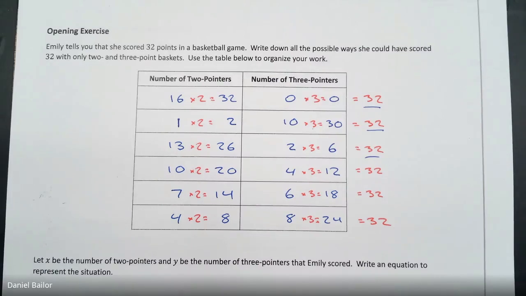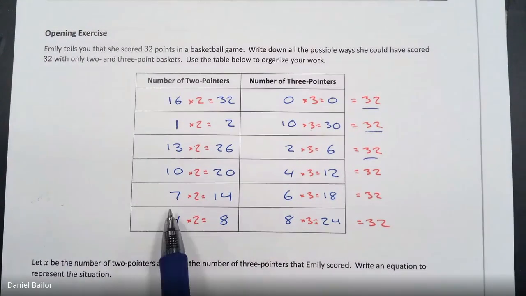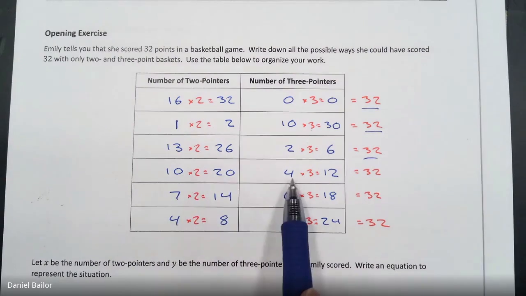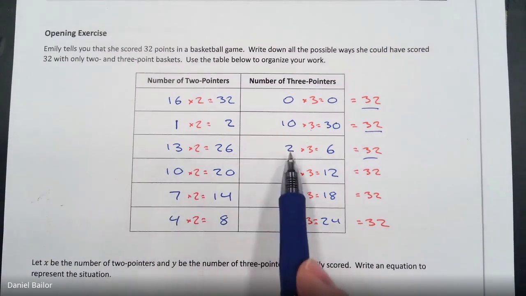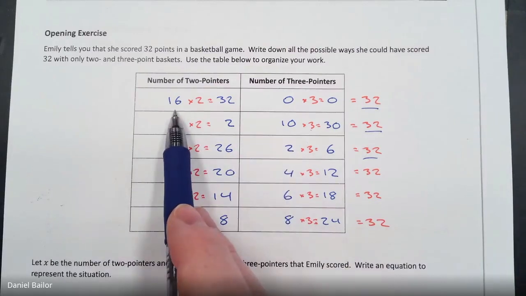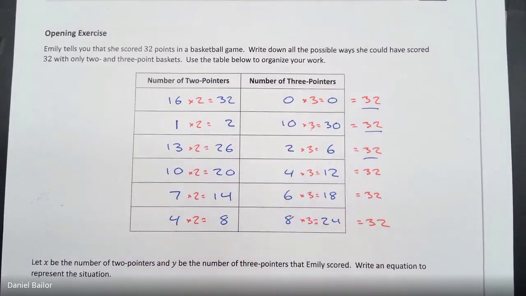But those are all her possibilities, what Emily could have done in the basketball game. She could have made 4 2-pointers and 8 3-pointers, 7 2-pointers and 6 3-pointers, 10 2-pointers and 4 3-pointers, 13 2-pointers and 2 3-pointers, 1 2-pointer and 10 3-pointers, 16 2-pointers and 0 3-pointers. All of those are options. That's the table. Your table should look like that. Maybe the order is a little bit different, but those are all the options possible. Nothing else is possible.